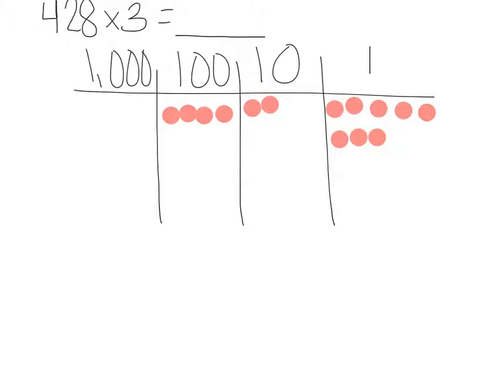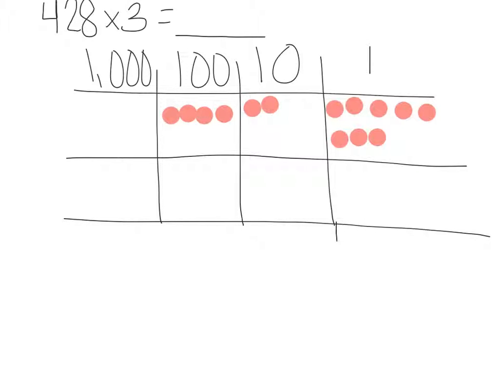Now, looking back at the problem, I have 428 times 3. So I need to make 3 groups of 428. I'm going to begin that process by making my place value chart into 3 groups. Now I've already made the first group, so I'll draw a line. Then I'll need space for a second group, and then it looks like I need to draw my lines a little longer so that I can then have a third group here.